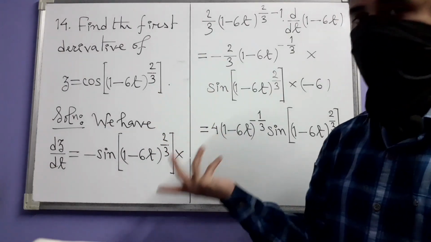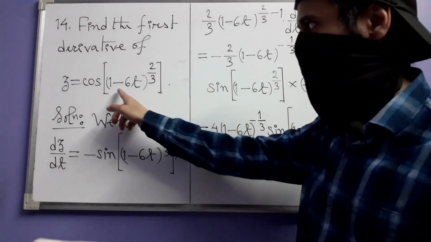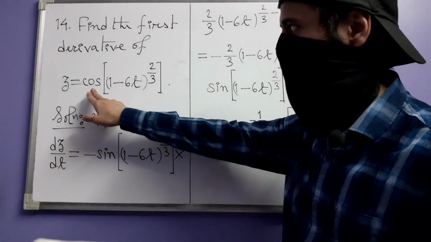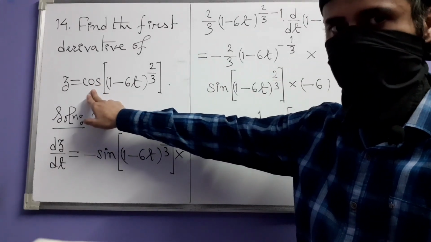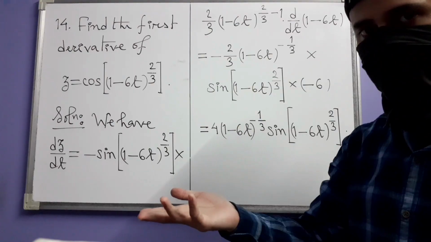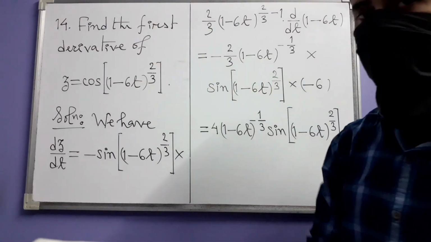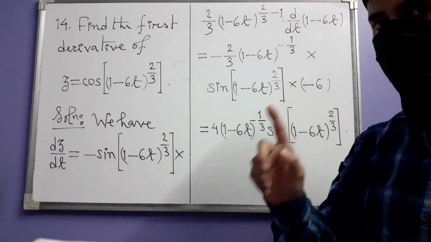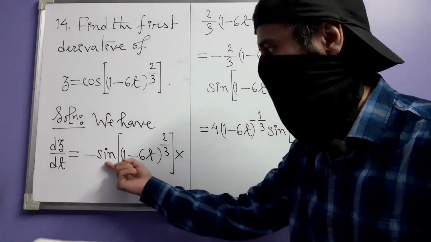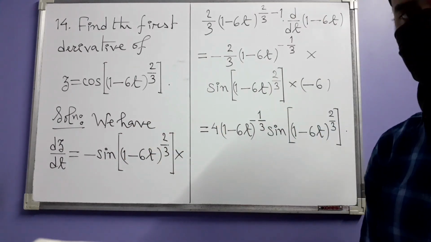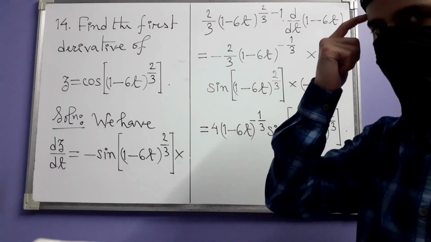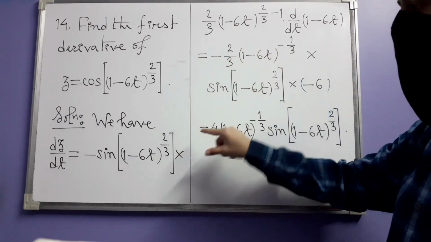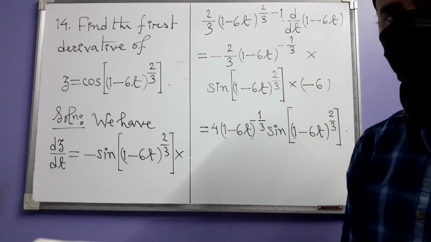Now what will you do? First of all, because you have composite functions here, the outermost function is cos. So first you differentiate that, keeping the inner room intact. The derivative of cosine is minus sine. So minus sine of the inner room, (1 − 6t) to the power 2 divided by 3. Then with this you multiply the derivative of the inner room.